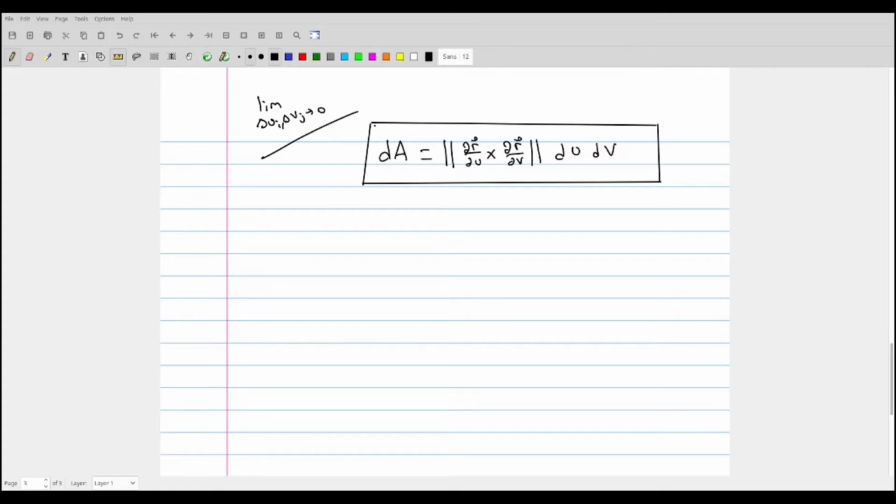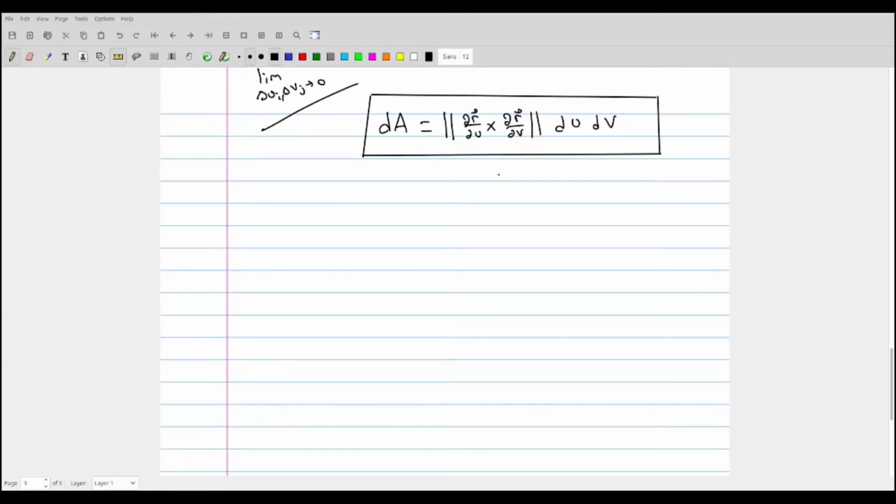Now you can go through and calculate this out in general, and it's relatively straightforward to do so using a little bit of your vector algebra, so what we know about the cross product. But what I want to do right now is give you an alternative way of viewing this, which is using what's called the Jacobian matrix.